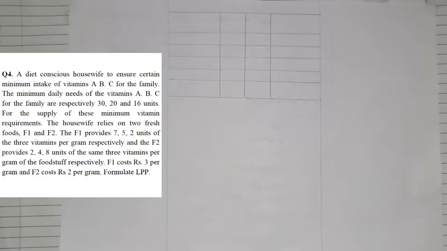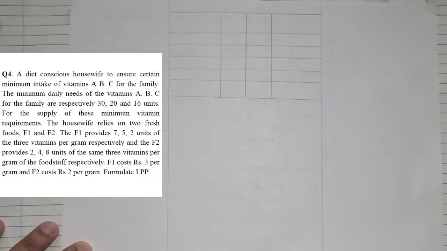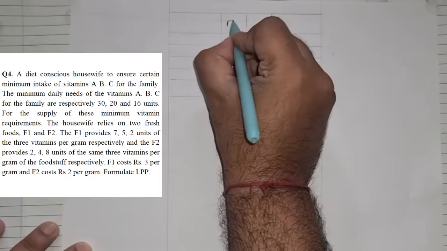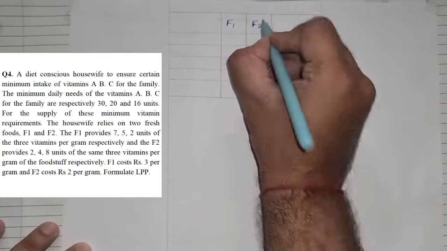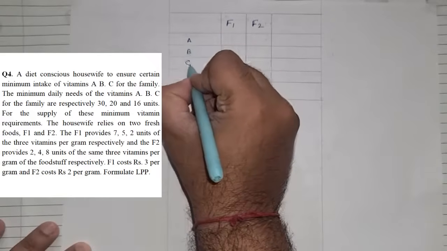Now sum number 4, we'll read the question once. A diet conscious housewife wants to ensure certain minimum intake of vitamin A, B and C for the family. So here they have given you three criteria of A, B and C. Those are the vitamins which are required. The minimum daily need of vitamin A, B and C for the family are given to us. For the supply of these minimum vitamin requirements, the housewife relies on two fresh foods, that is F1 and F2. So we have F1 and F2, two types of food, and we have three vitamins A, B and C.